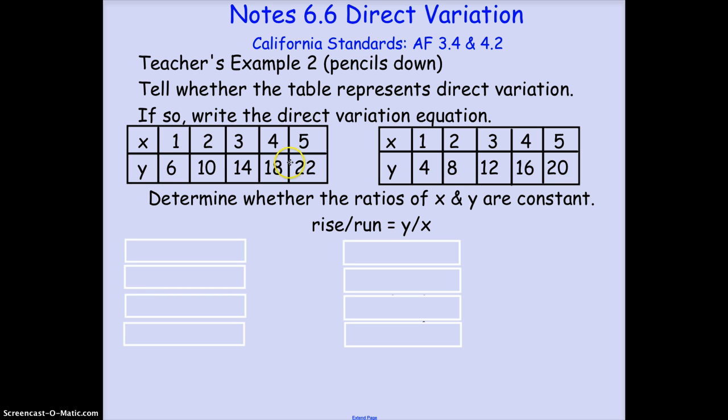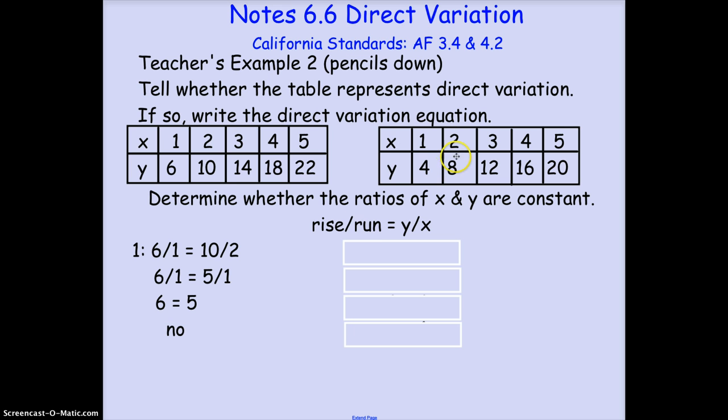So what I want to do is pick 2 of these ordered pairs, any 2 you want. I tend to choose smaller ones because they're easier to work with, but I also tend to choose positives because they're also easier. So I might do 6 over 1 compared to 10 over 2. I want to simplify both my fractions. 6 over 1, of course, reduces to the whole number 6. 10 over 2, they're both divisible by 2, which would be 5 over 1, which simplifies to 5. 6 is not equal to 5, so my answer is no, it is not direct variation.